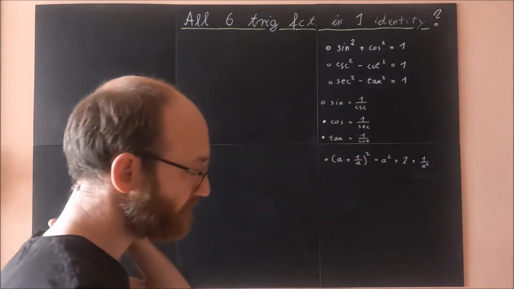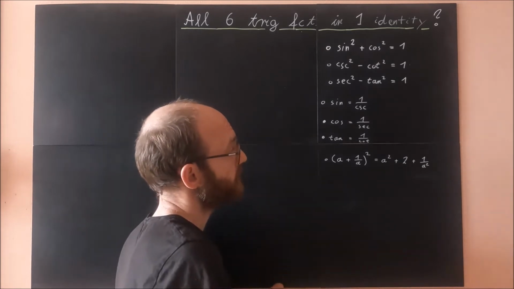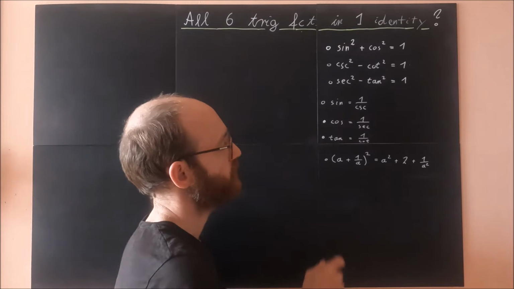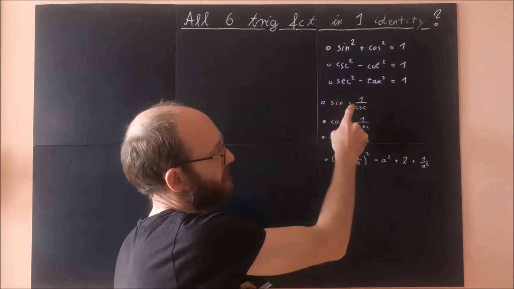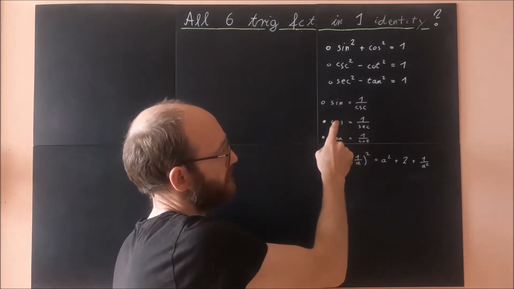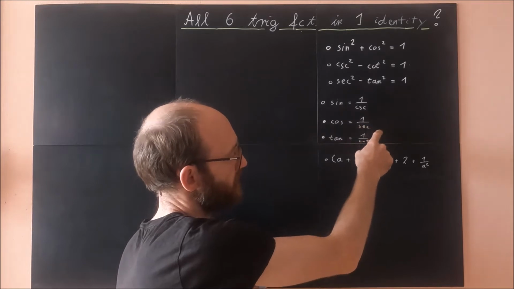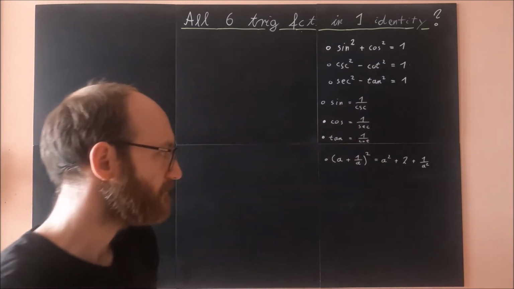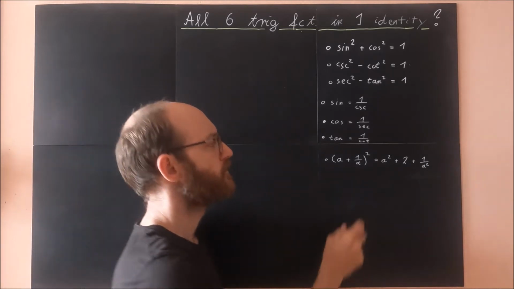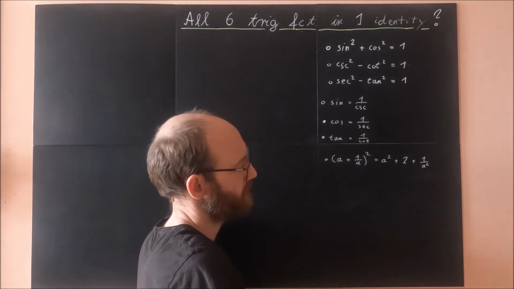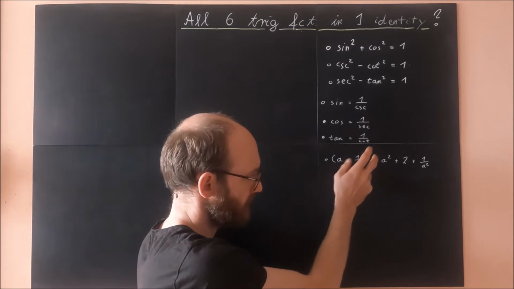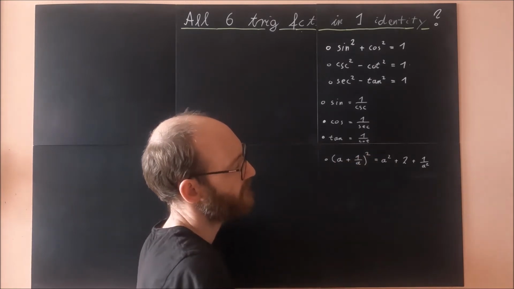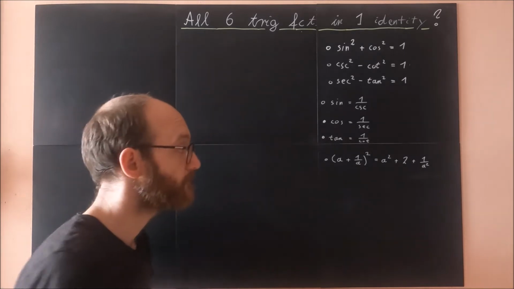Alright? And then the relationship between the functions and the co-functions is sine is 1 over cosecant, cosine is 1 over secant, and tangent is 1 over cotangent. And we will make use of a special case of a binomial. So a plus 1 over a quantity squared is a squared plus 2 plus 1 over a squared.